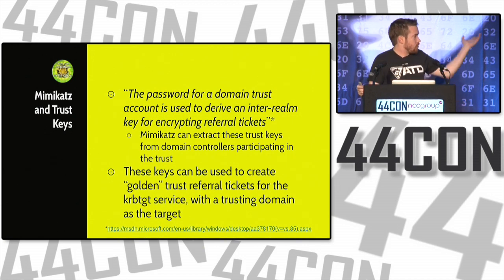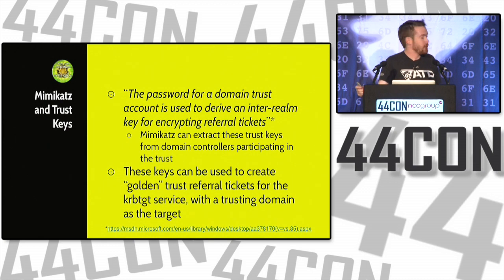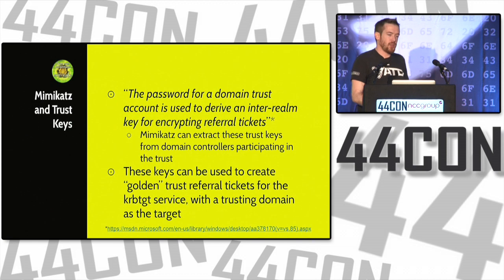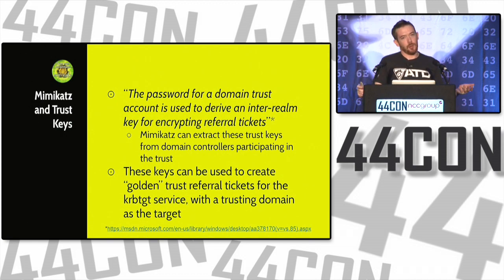These keys can be used to create these golden trust referral tickets for the KRBTGT service. Now, that inner realm trust key rotates every 30 days. So on average, if you compromise one of these, you're going to have around 15 days to effectively use it, give or take. But if you still retain access on that previous trusted domain, you can keep dumping these keys and forging the referral tickets. So we saw this. We're like, this is pretty cool. It was some pretty cool work, but it wasn't super applicable to some of the stuff we did, simply because that trust key rotates every 15 days.